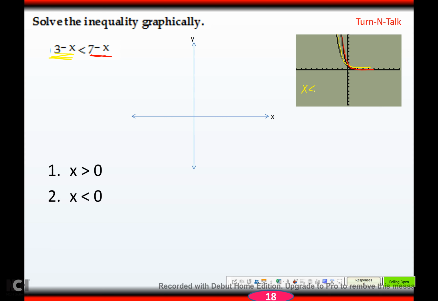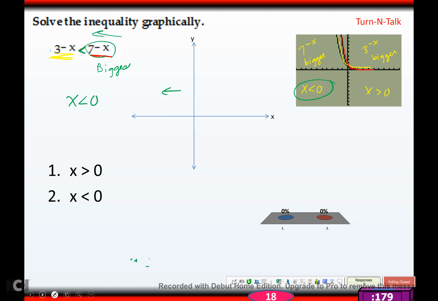On this side, when x is less than 0, red is on top. So 7 to the negative x would be bigger. On this side, when x is greater than 0, yellow's on top, which means 3 to the negative x is bigger on this side. And basically, you can read this two different ways with inequalities. You want to know when 3 to the negative x is smaller than this one. Or you can read it backwards and you're trying to figure out when this one is the biggest. And that one's the biggest on this side. So my answer is when x is less than 0.